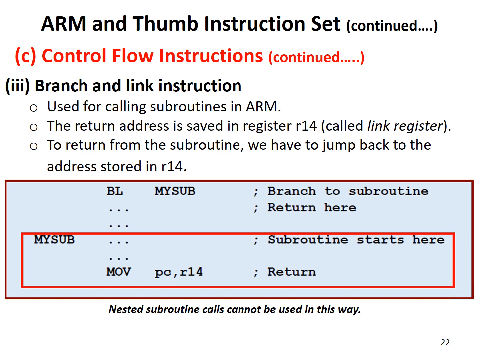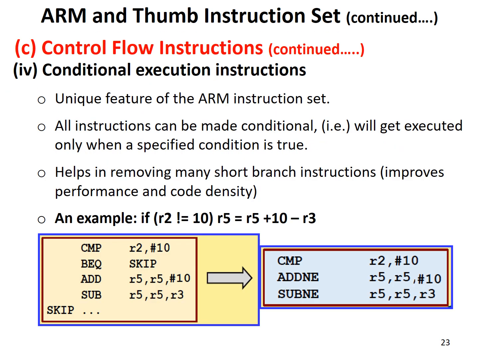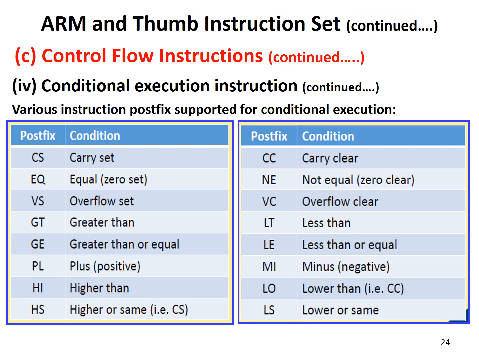So this is the branch and link instruction. Then the conditional execution instruction. Based on the condition, the control will move on to another loop.